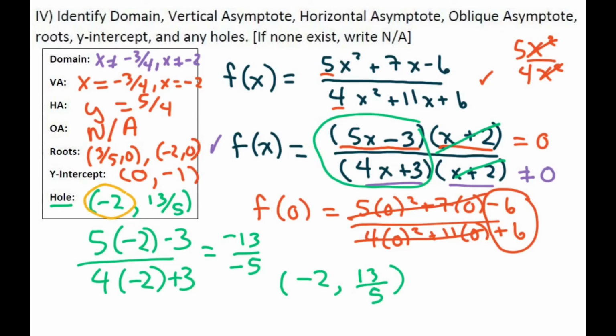Now what I look at is I have a hole at x equals negative 2 here. That means instead of a vertical asymptote at negative 2, I'm going to erase this because you can't have both a hole and a vertical asymptote. So I can split those two up.